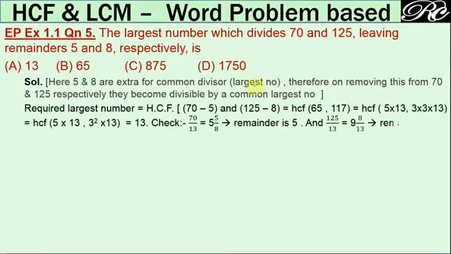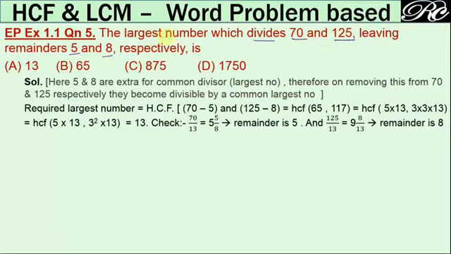So this is from exemplar problem exercise 1.1 question number 5. The largest number which divides 70 and 125, leaving remainder 5 and 8 respectively, is? That number we have to calculate. So the largest number which divides these 70 and 125, these are the given numbers.